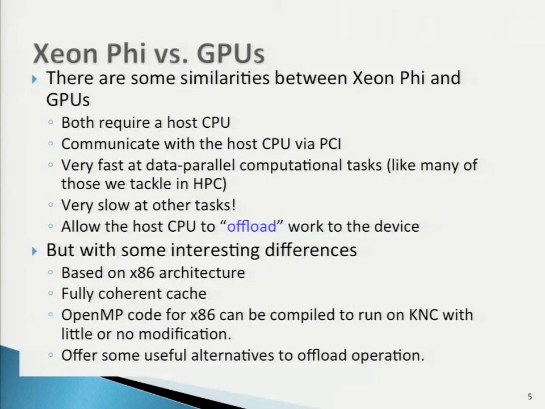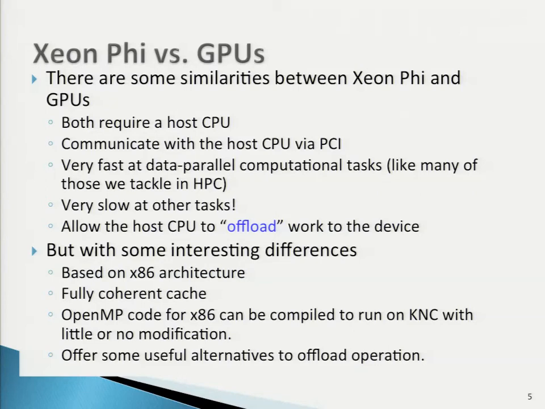And they're very fast at data parallel computational tasks. Things like matrix multiplication, dense linear algebra, operations like the stencil operations, they can perform very, very well. But they've sacrificed general performance to get very good performance for these specific tasks. So if you try to run a code that's not well suited to this architecture, then you're going to get very poor performance.